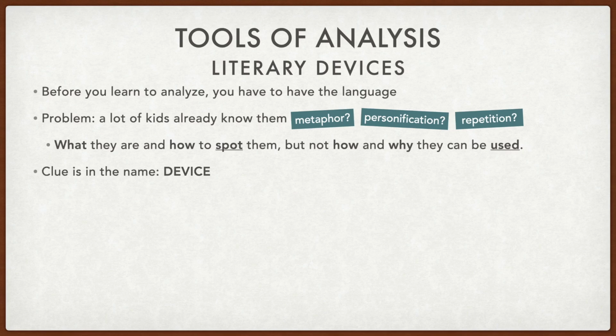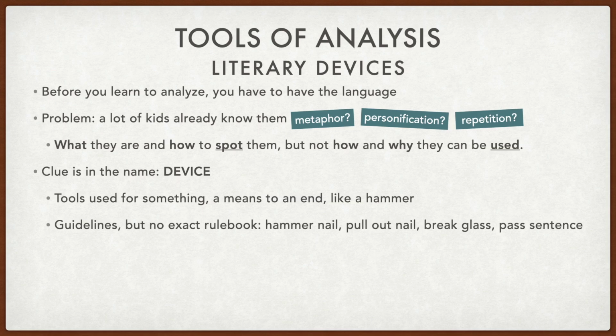But here's a clue. The clue is in the name, device. What is a device? It's like a tool used for something. It's like a means to an end. Like a hammer. For instance, there are guidelines we have for what a hammer can do, but there isn't really a rule book on how to use a hammer exactly correctly.